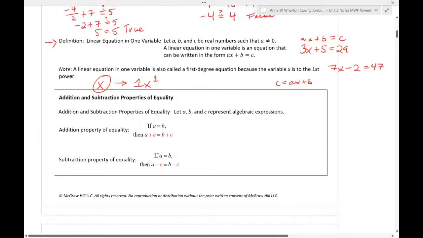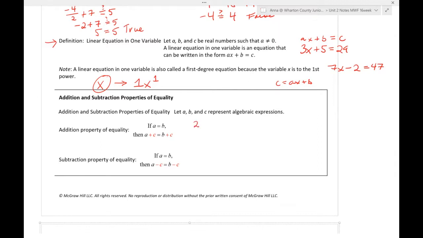This is just a fancy way of saying that these are the rules that we're allowed to use to try and figure out what an unknown value is. Essentially, if we read it, we have the addition and subtraction properties of equality. Let A, B, and C represent algebraic expressions. The addition property of equality says if A equals B, then A plus C equals B plus C.